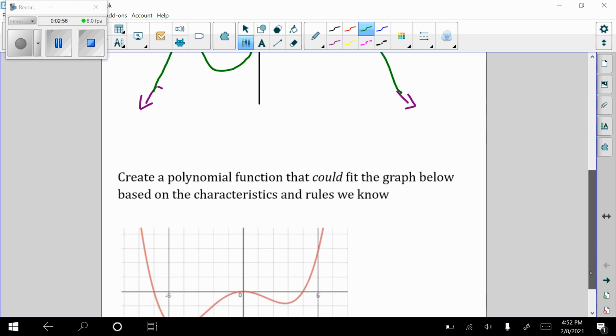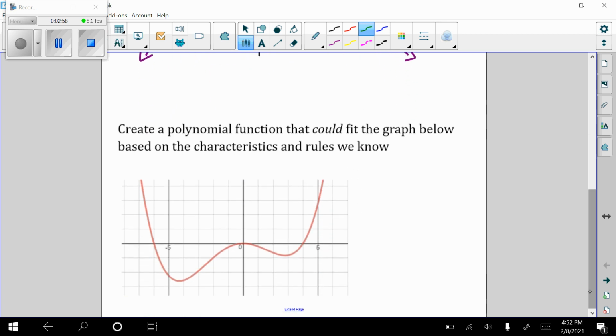So now we're going to work backwards. We need to create a polynomial that could produce this graph. Okay, so my end behavior, I know I need even degree and a positive lead term, since I'm up on the right, up on the left.